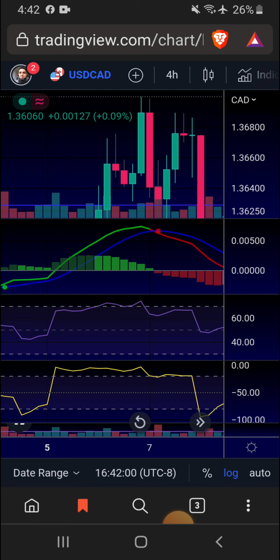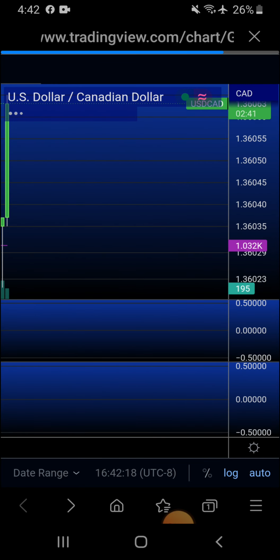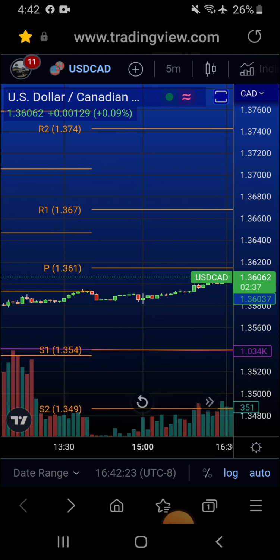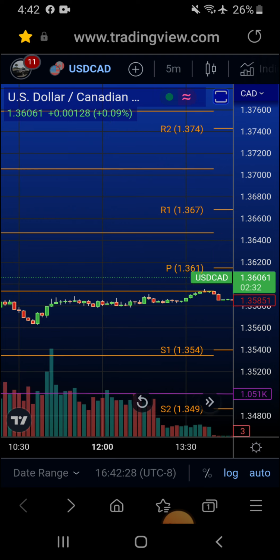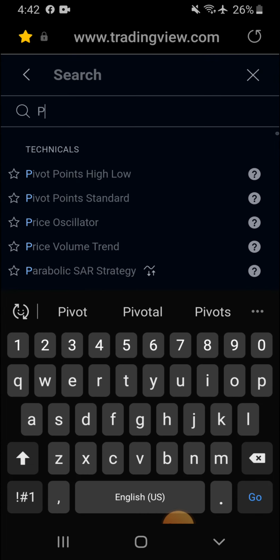But what you guys should do is add another indicator to your chart. I recommend using it. The banks use it every day, so you can map out levels. I'll show you guys. Go to your indicators, click on technicals, type in pivots. Pivot Point Standard, that's the one I use.